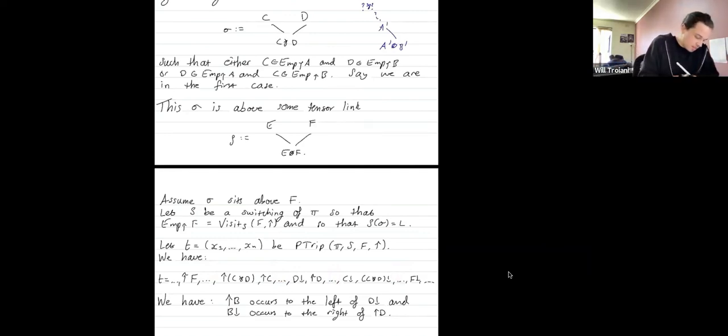And the only possibility is that up B is here and B down is here. The reason why is because if up B was to the left of up C par D, then we would know that B down would be to the right of it. And then C par D would be an element of the visit of that trip, which is then inside the empire, which is a contradiction because we know that C is an element of the up empire of A and D is an element of the up empire of B, but they're not both in both.